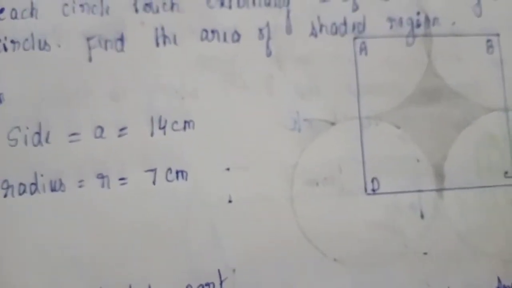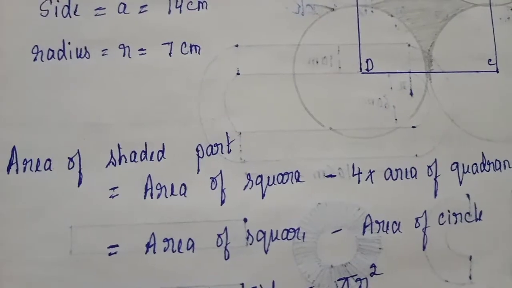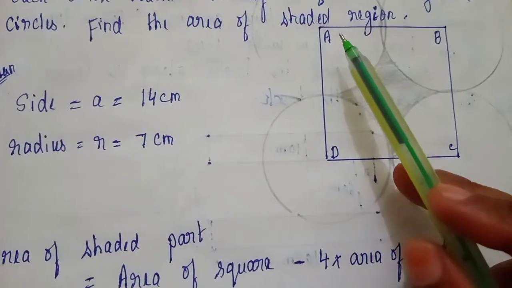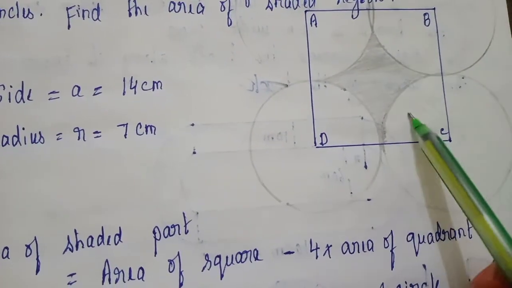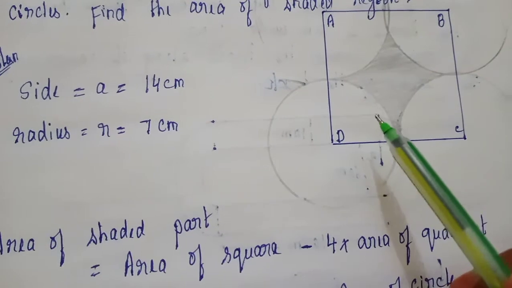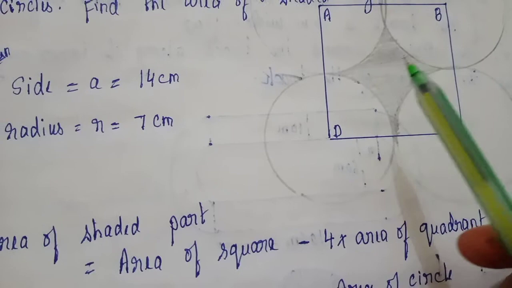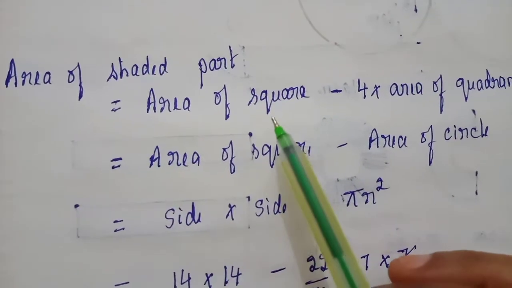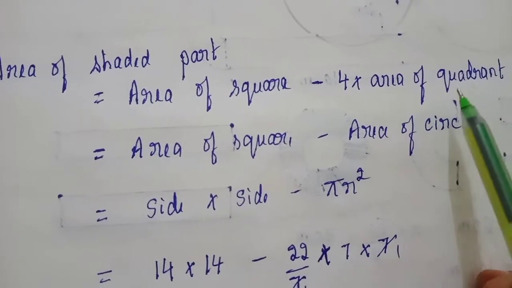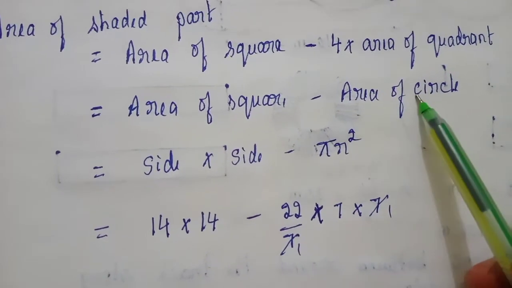That is the side of the square. And the radius of a circle is 7 centimeter. So I should find the area of the shaded part. To find the area of the shaded part, let us find area of square minus 4 quadrants. As I discussed before, you know that 4 quadrants together become one circle. So area of shaded part equals area of square minus 4 into area of quadrant, or area of square minus area of one circle.